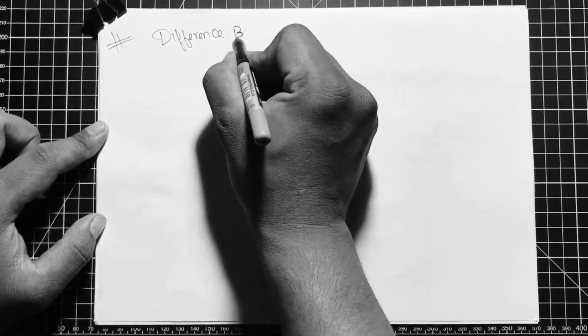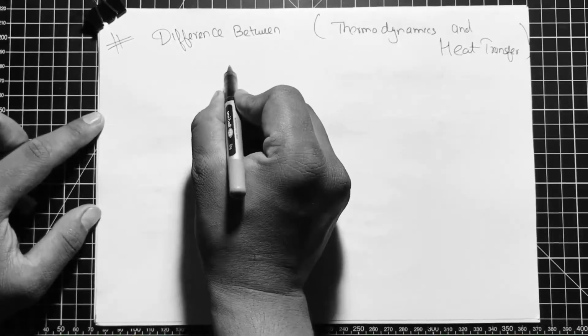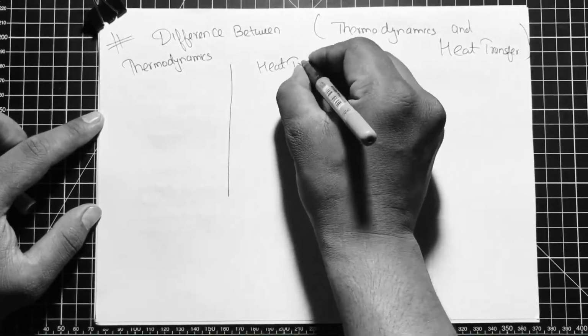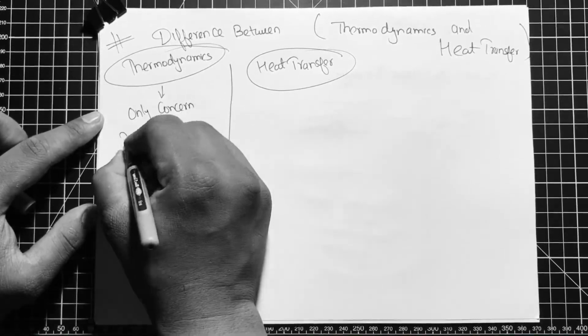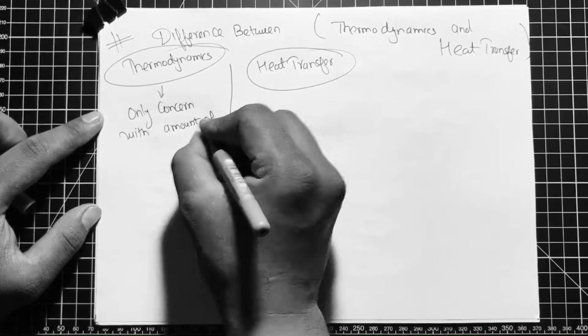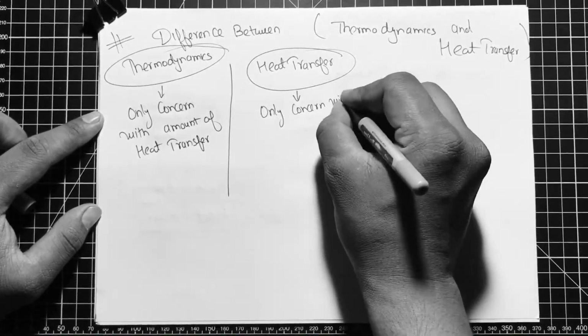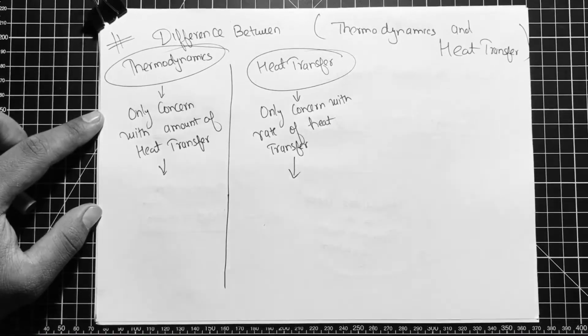What is the major difference between thermodynamics and heat transfer? As we discussed before, thermodynamics is a branch of science only concerned with the amount of heat transfer between two equilibrium states, whereas heat transfer deals with the rate of heat transfer and its calculations. Also, it's a non-equilibrium phenomenon.